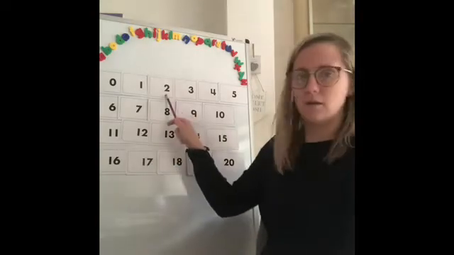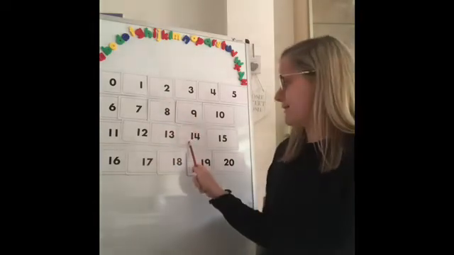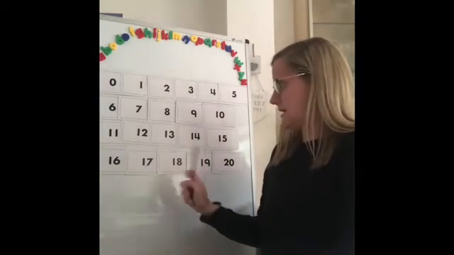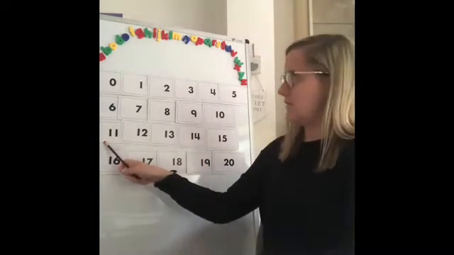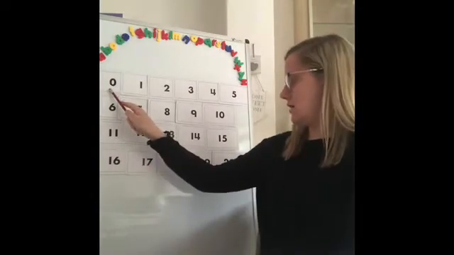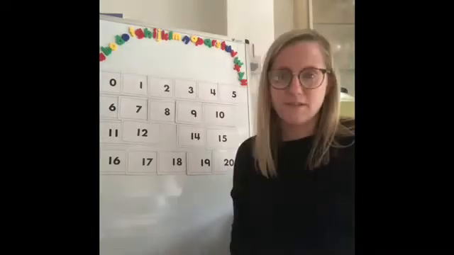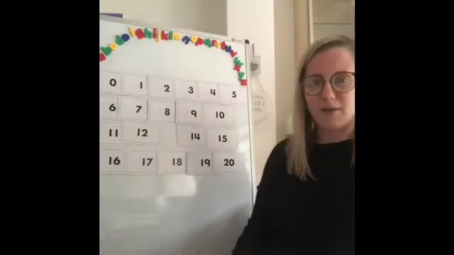12, 2, 14, 19, 11, 0, 20. Well done, everybody. Okay, so I've taken a number away from my number line now.